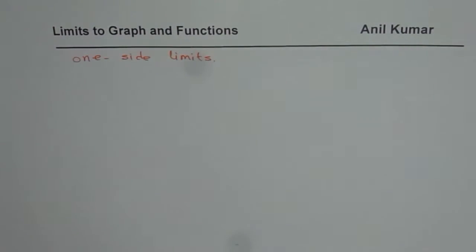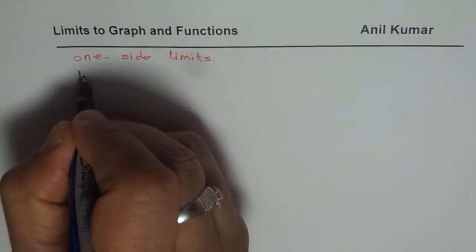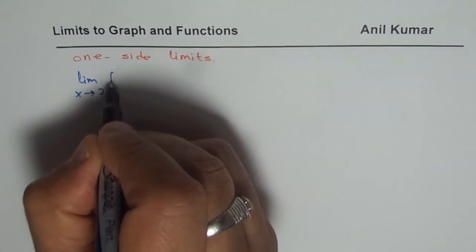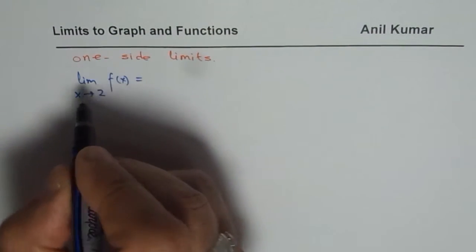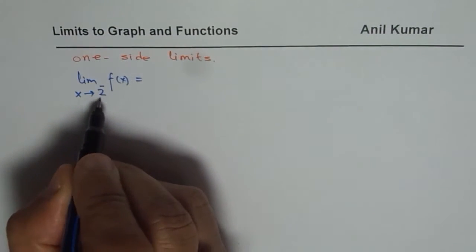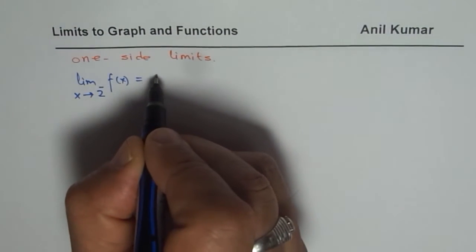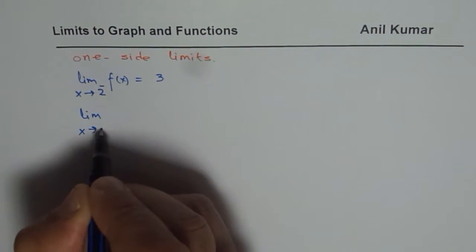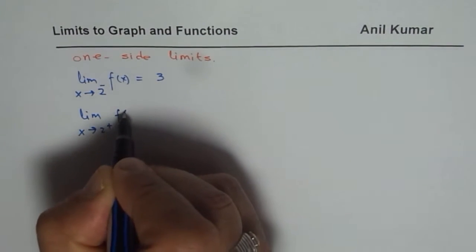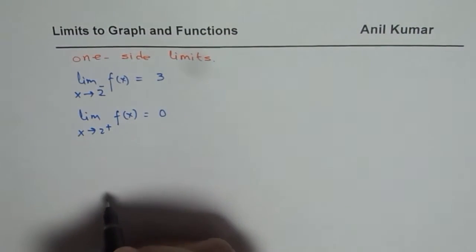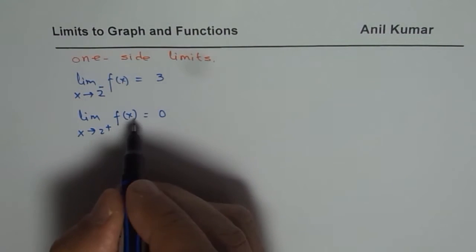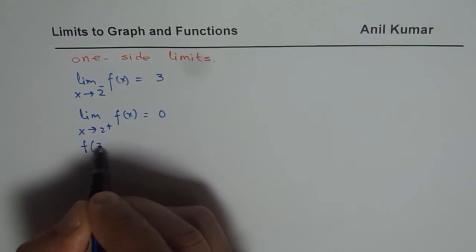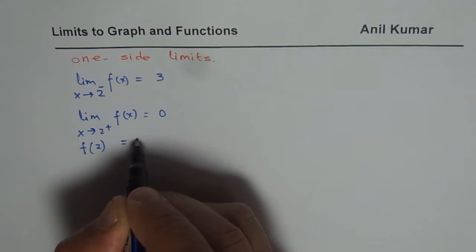So let me write down the function first. Let us say we have the limit as x approaches 2 for the function f of x, and let us say 2 from the left side. So 2 minus means from the left side, and the value of the limit is, let us say, 3. And the limit as x approaches 2 from the positive side, let us say this limit is 0. And we can also take the value of the function at this point. So let's say that the value of the function at 2 is equal to 1.